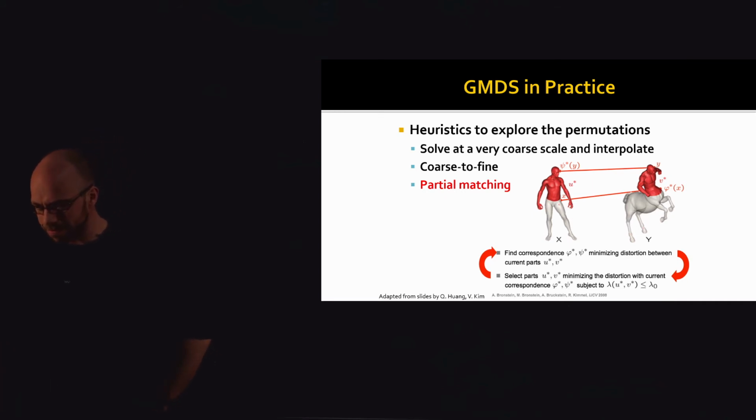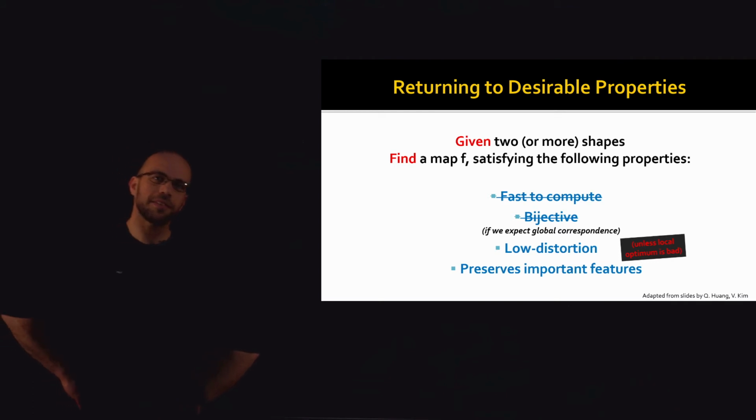There are some clever ideas for how to extend in that direction, e.g. by alternating back and forth between one of these GMDS techniques and something that sub-selects pieces of a surface. So if we return to our list of desiderata, I would say GMDS is unlikely to be bijective or fast to compute, but it is low distortion in a global sense, and often can preserve important features, especially thanks to this idea of dealing with long distances explicitly.